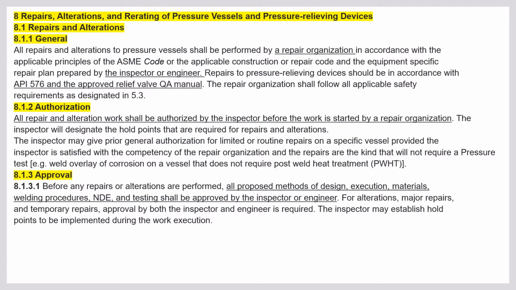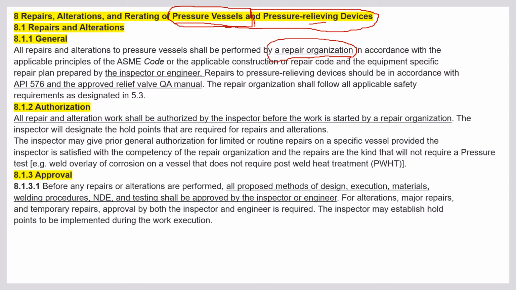Let's start. What it says: repair, alteration, re-rating of a pressure vessel and pressure relieving devices. We always read pressure vessel in combination with pressure relieving devices. Both are interrelated. So what it says: all repair and alteration of pressure vessels shall be performed by a repair organization. Why do I highlight this? I highlighted it in chapter 3 also. What is called a repair organization is a must question.